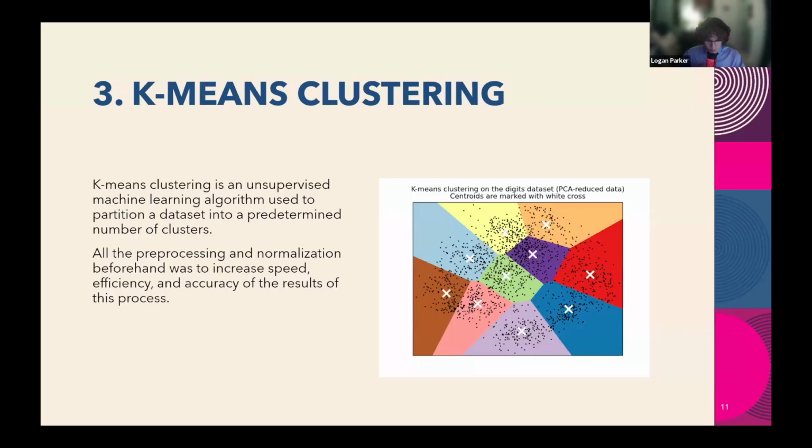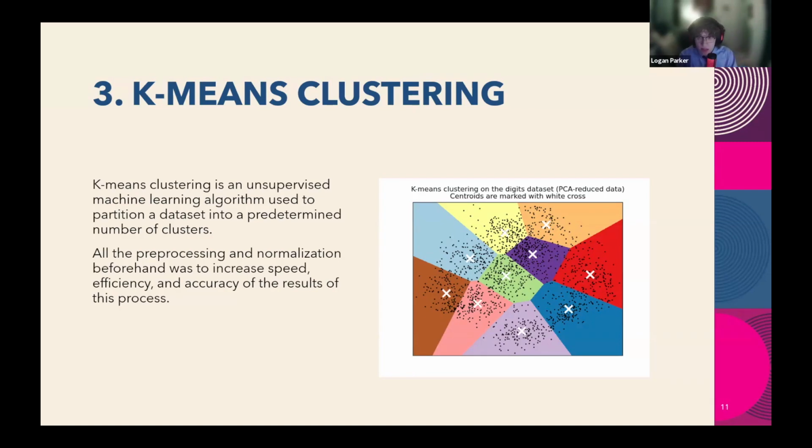So our main machine learning algorithm here, our main focus, is k-means clustering, which is an unsupervised machine learning algorithm to partition a data set into a predetermined number of clusters. Unsupervised meaning that we let the computer do it all. We don't watch over it. We don't push it in the right direction. We don't label anything because it is very likely that data in the field is not labeled. So the computer is doing its own work to find these patterns. And that's what all the pre-processing, the normalization beforehand, was there for, to increase the results and the accuracy of this.